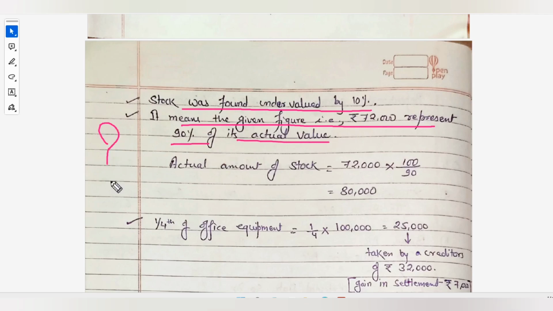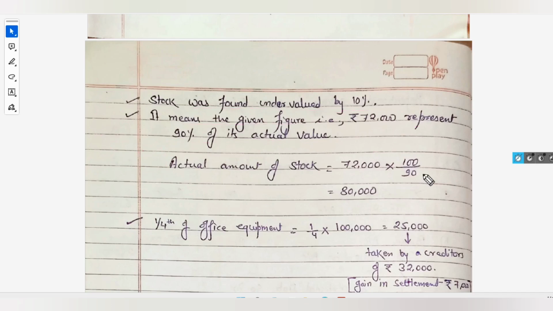We don't know the actual amount of stock in this question, but certainly we know that the actual amount minus 10% is equal to the given amount, that is 72,000. And right now 72,000 is equal to 90%. So if we multiply the reciprocal of 90% with the given amount of 72,000, we will get the actual amount of stock. And you can also cross check it. 80,000 is the actual amount of stock. If you reduce 10% of this amount, you will get 72,000. Okay, so in this way we can cross check that amount.